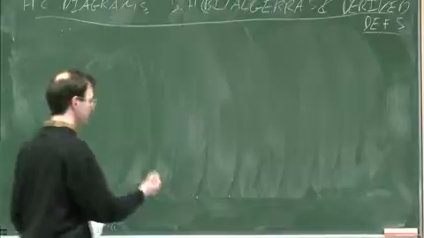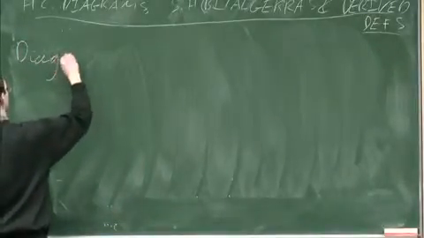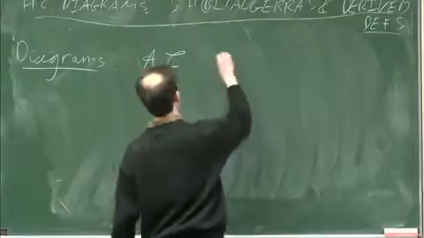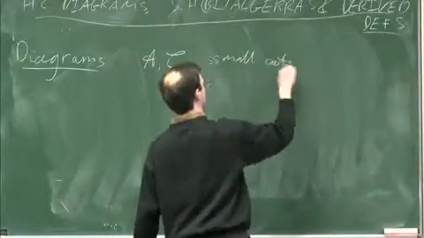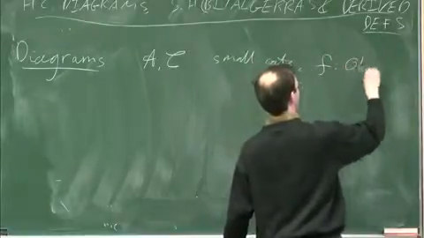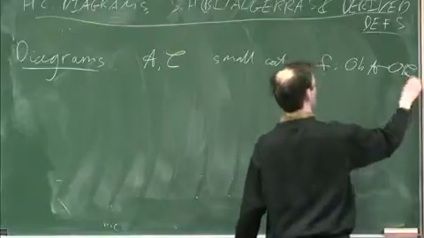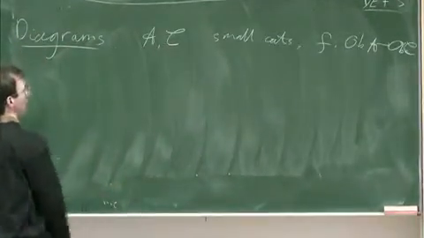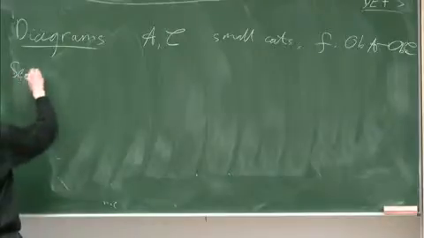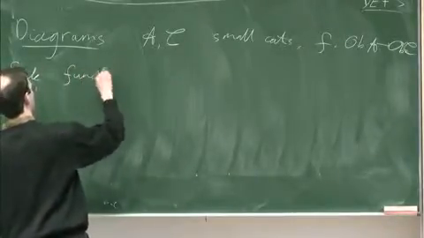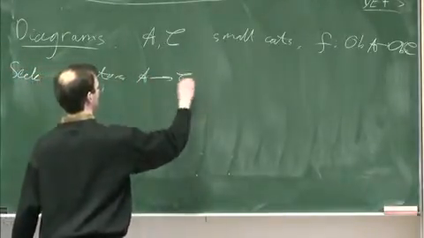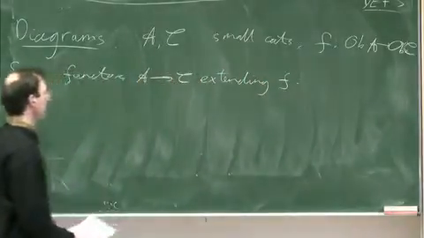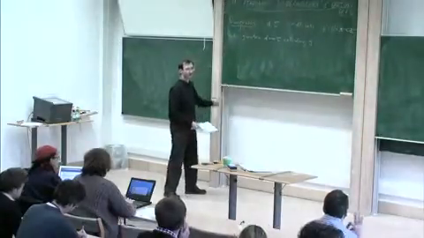Okay, so I'll start with diagrams. So we're going to have two small categories, and a function from the objects of A to the objects of C. And we want to describe functors extending that map on objects. So we seek functors from A to C extending F.